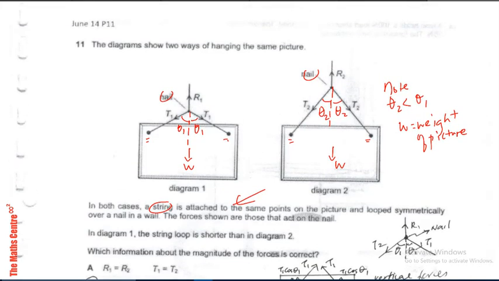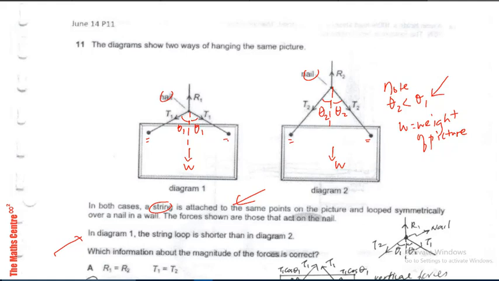So let's look at my notation on the two pictures. On the left, diagram 1, I've labeled this angle theta 1, and this W is the weight of the picture. It's the same picture, so we have W here and W here. I've also labeled this angle in diagram 2, theta 2. Because the string loop is shorter in diagram 1, as mentioned in the question, theta 2 is less than theta 1. Those are the bare facts before we start the analysis.